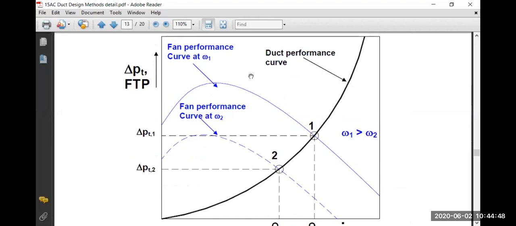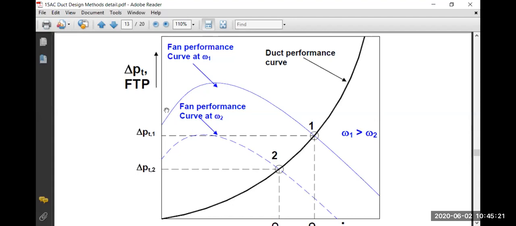For the same fan, the manufacturer gives one RPM, omega 1, and another RPM, omega 2. In the SI system, we talk about RPS, rounds per second. So one RPS and another RPS, omega 1 and omega 2, curves are different. This is one curve at high speed, omega 1, and a lower speed, omega 2. This is the curve. So this has been overlapped on this diagram, which was the duct system performance curve.